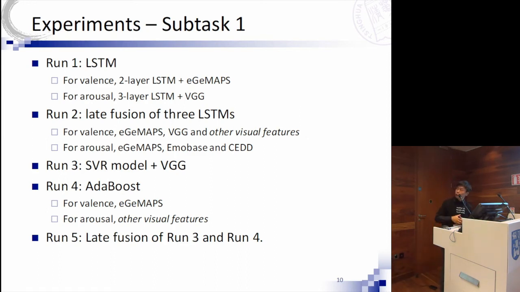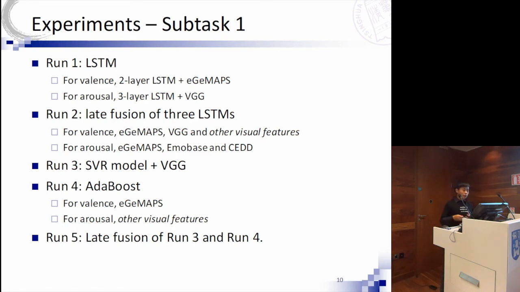And for run 2, we use late fusion to combine 3 different LSTMs. For valence, the LSTMs are trained with eGeMAPS, VGG, and other visual features. And for arousal, eGeMAPS, emobase, and CEDD were selected to train the LSTMs. We combined the outputs of these 3 LSTMs to output the final results. This is run 2. Run 3 and run 4 are just classic models.